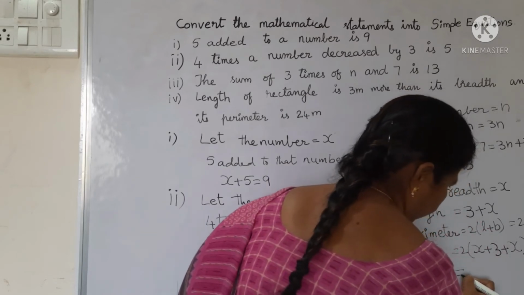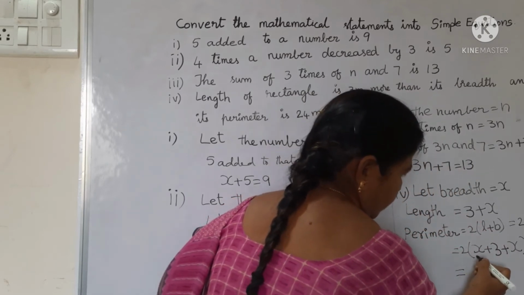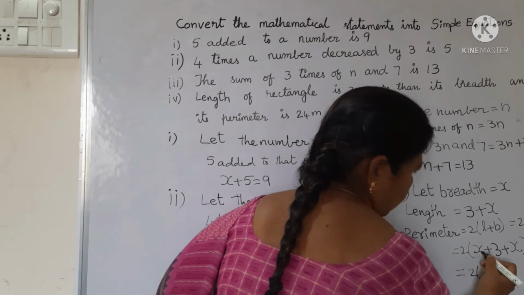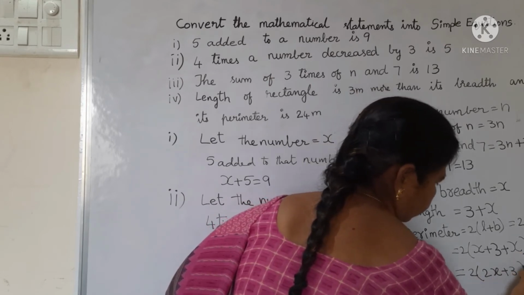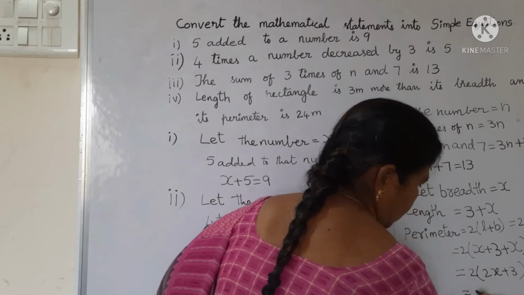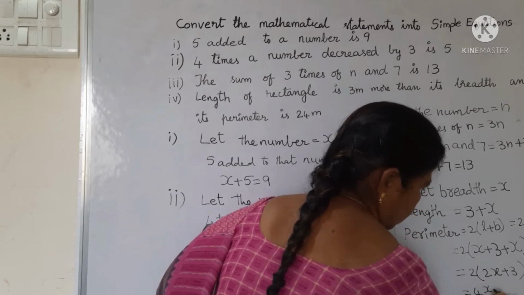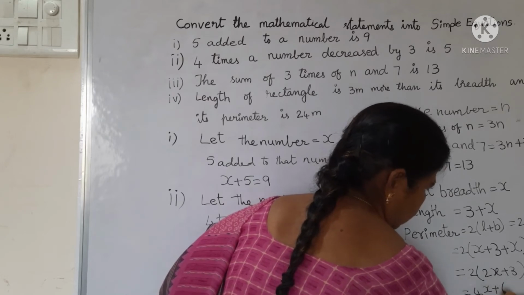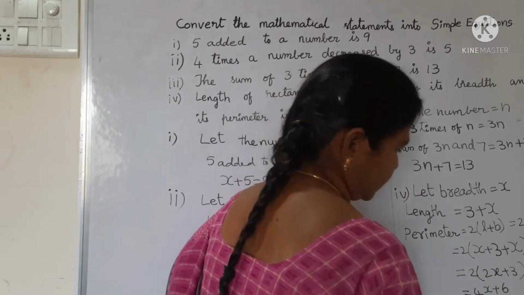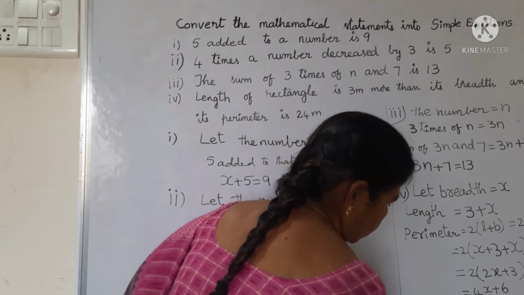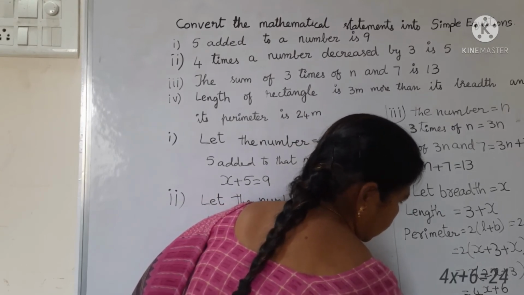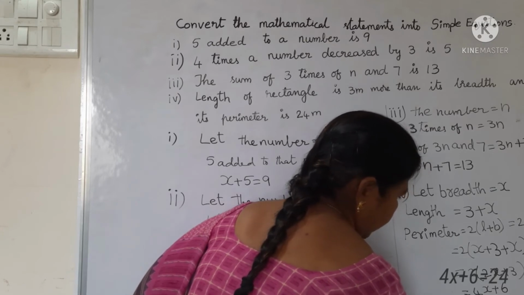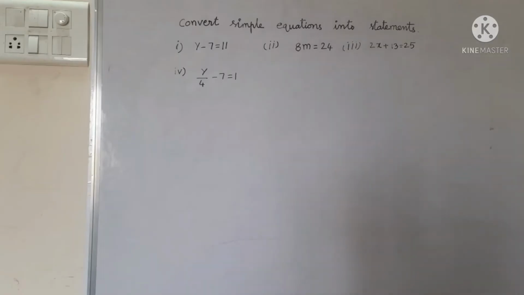First let us simplify this one. 2 bracket x plus x, we get 2x plus 3. 2 2s are 4x plus 2 3s are 6. Therefore 4x plus 6 is equal to 24. Like this we got the simple equation.